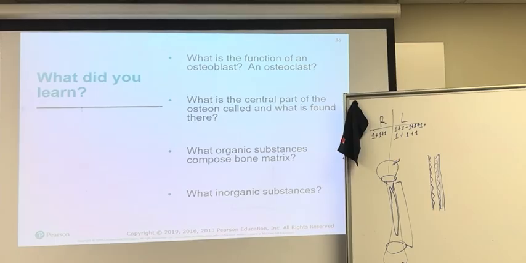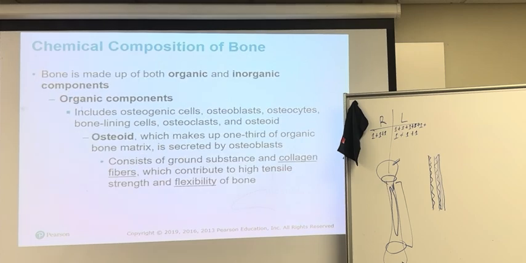What is the central part of the osteon called? The central canal. And what is found in there? Blood supply. What substance composes the bone matrix? The organic substance is your osteoid, and the inorganic is your hydroxyapatite.